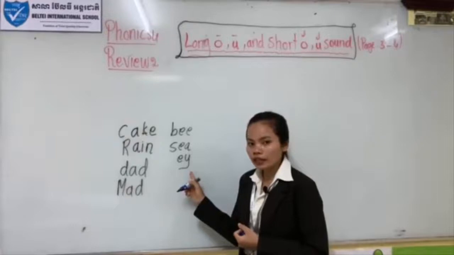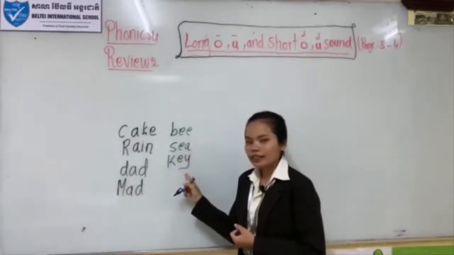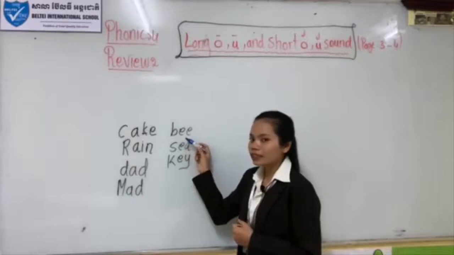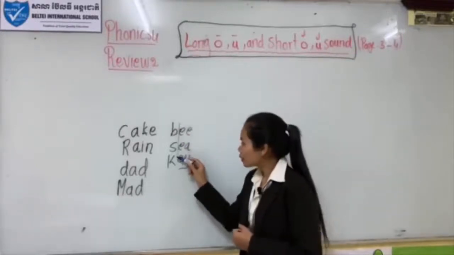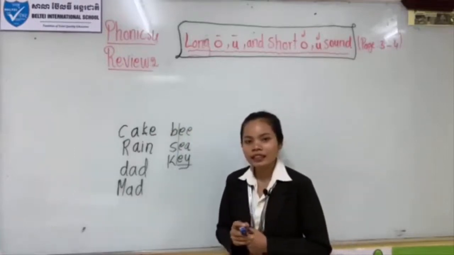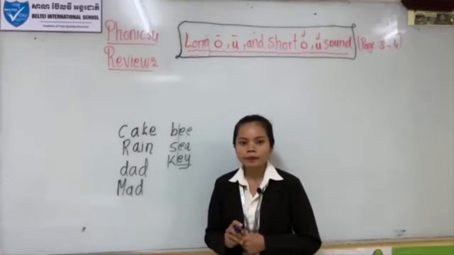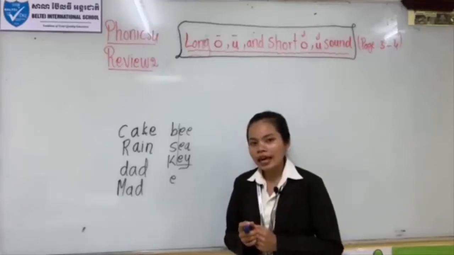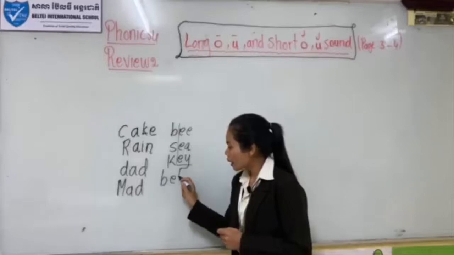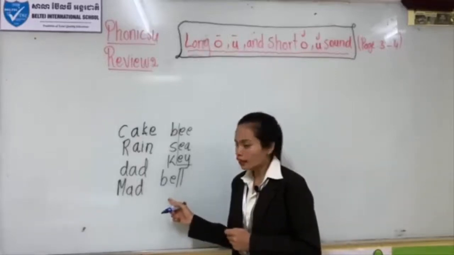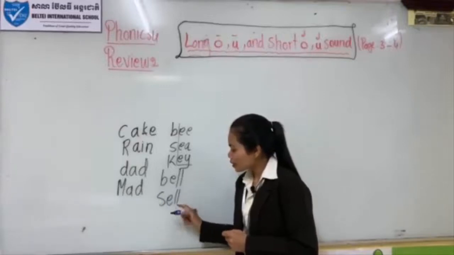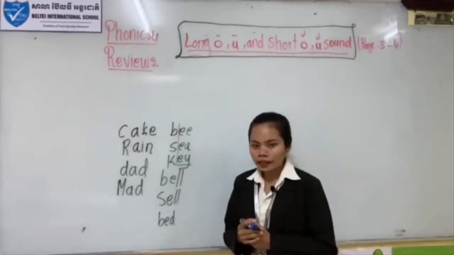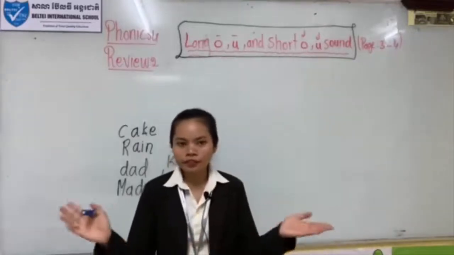Okay. How about E, Y? Key. So all of these sound E. You can hear bee, sea, key. So they sound E. How about the short E sound? Okay, the short E sound, E, A. So for example like bear, bear, cell, bed. Okay, that's all for our review for the last lesson.